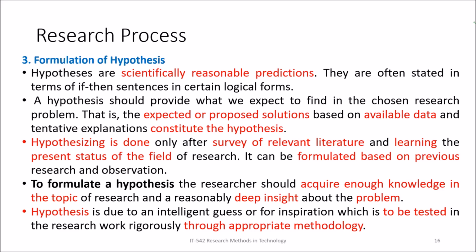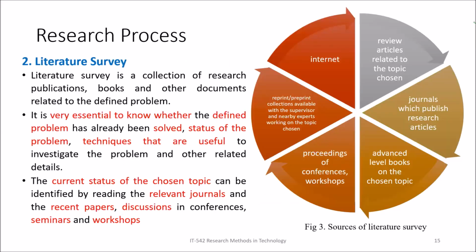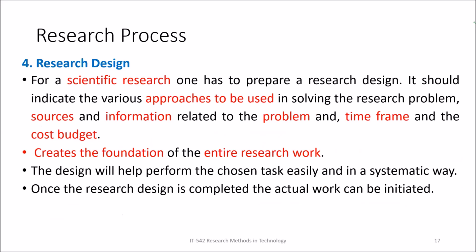In general, what we have seen is: the first step is selection of the research topic and defining the problem. The second step is to do a rigorous literature review. Then formulation of hypothesis, making some assumptions. The important one next is the research design.